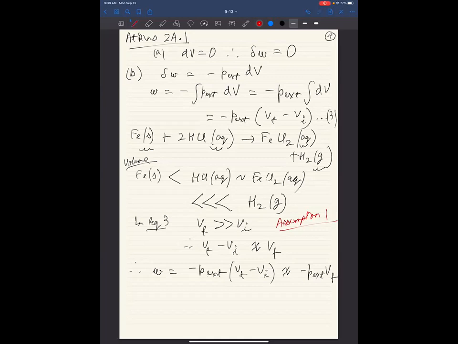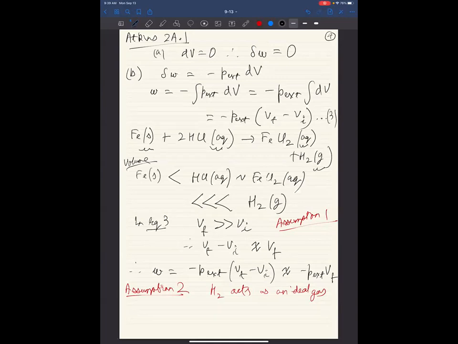Now we will make a second assumption that H2 acts as an ideal gas. It's not as good of an assumption as the first one, but it's an assumption we are going to make in order to proceed further.